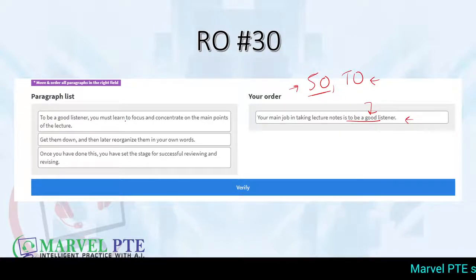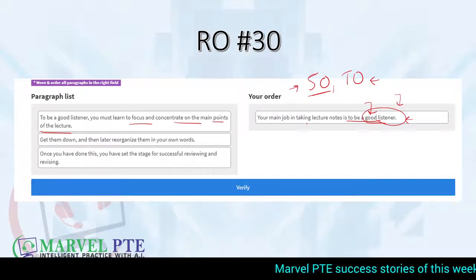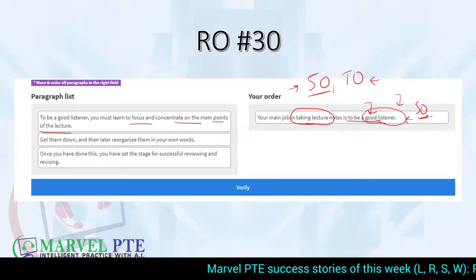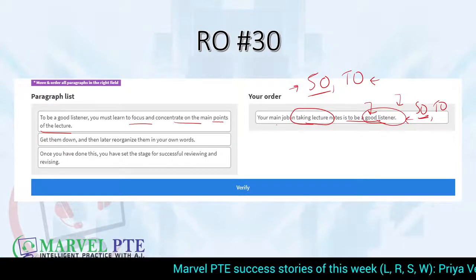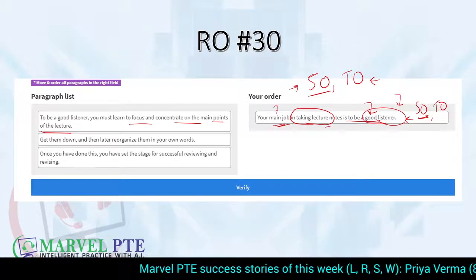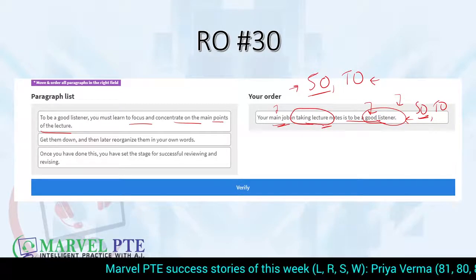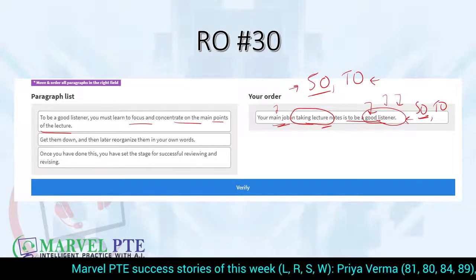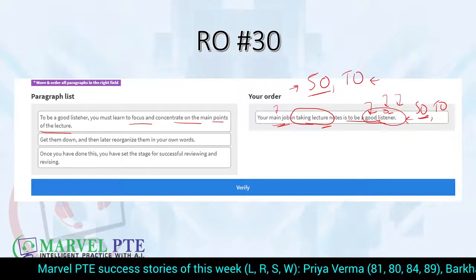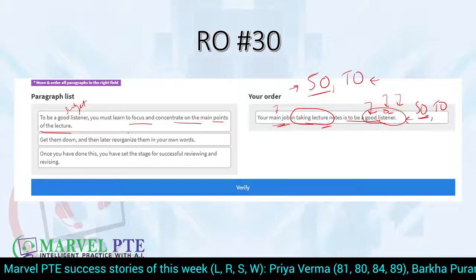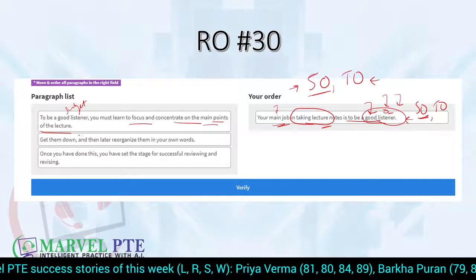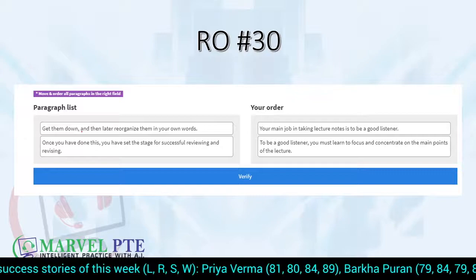So to be a good listener, you must learn to focus and concentrate on the main points of lecture. Okay, so over here you are being talked about a listener, and here lecture is also introduced. So depending upon our SO strategy and TO strategy, we know that once you have mentioned your main job in taking lectures, the next one is going to be a good listener, because we are talking about listeners. So the object of this would be the subject of this. You must learn to focus and concentrate on the main points of lecture. So that's how it is associated.